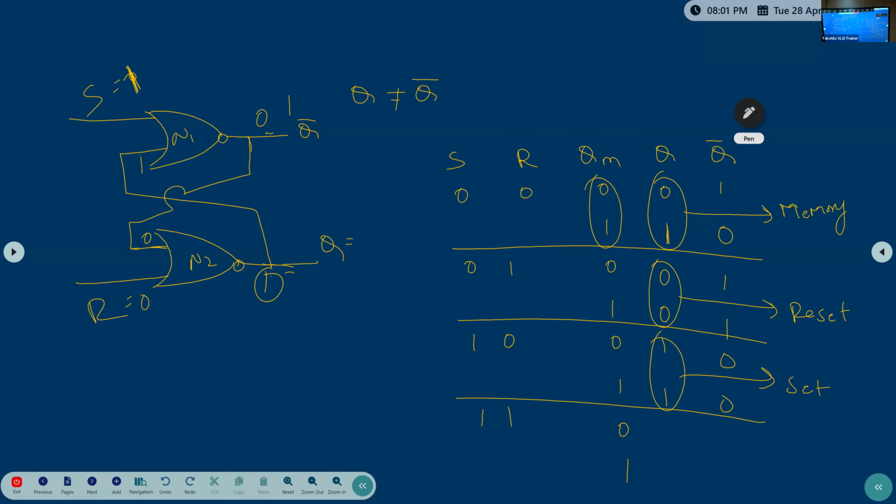So now next case is 1 1. S equal to 1, R equal to 1. Any one of the input of a NOR gate is high, output will be low. This one also low, this one also low. Q and Q bar both are low, both are 0 0. Invalid case. Either memory is 0 or memory is 1, it is an invalid case. Getting? That is the invalid case.